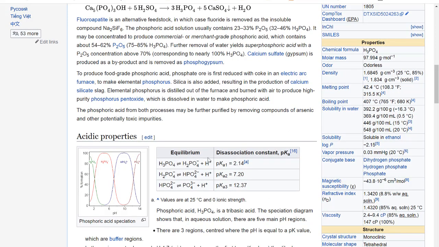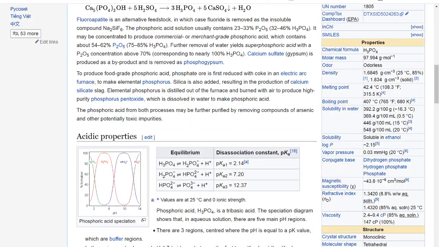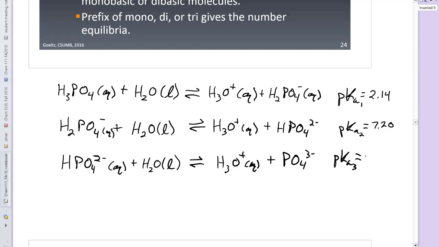Okay. Acidic properties. Dissociation constant pKa. This is technically the negative log, but we got 2.14, 7.20, and 12.37. Let's get those. 2.14 and 7.20, and 12.37. If your molecule is triprotic, it should have 3 pKa's. If it's tribasic, it should have 3 pKb's.